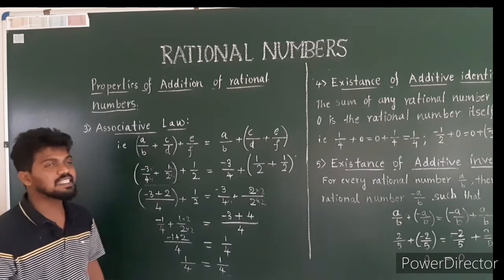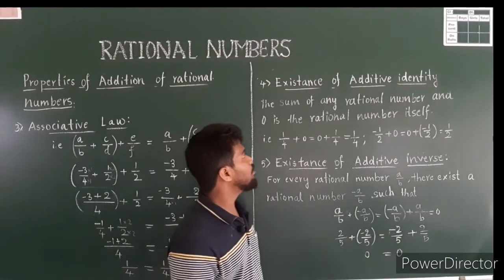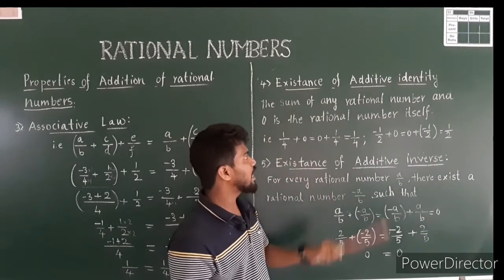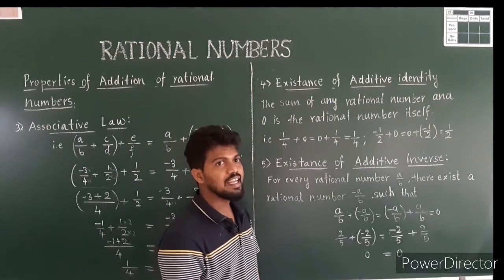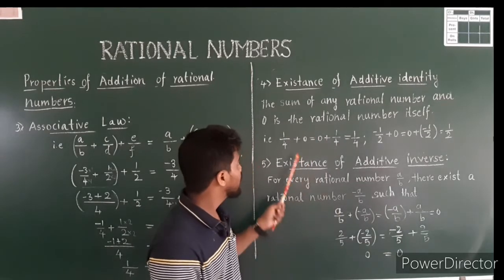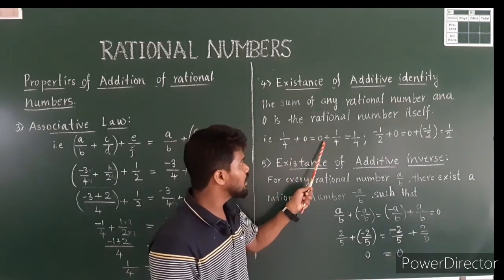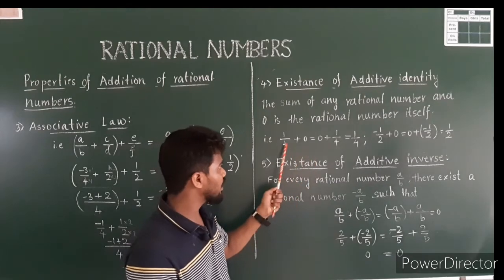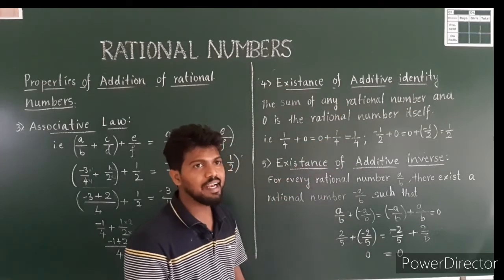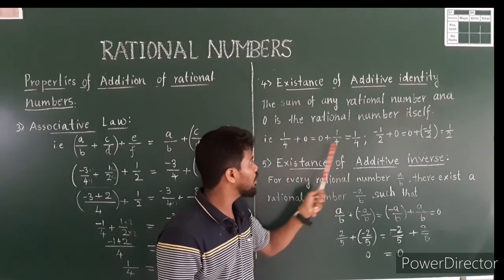Okay, the next one, existence of additive identity. The sum of any rational number and 0 is the rational number itself. So I go through an example. 1 by 4 plus 0 equal to 0 plus 1 by 4 is 1 by 4. You know that any number added with 0 is the number itself. So that itself shows the additive identity.